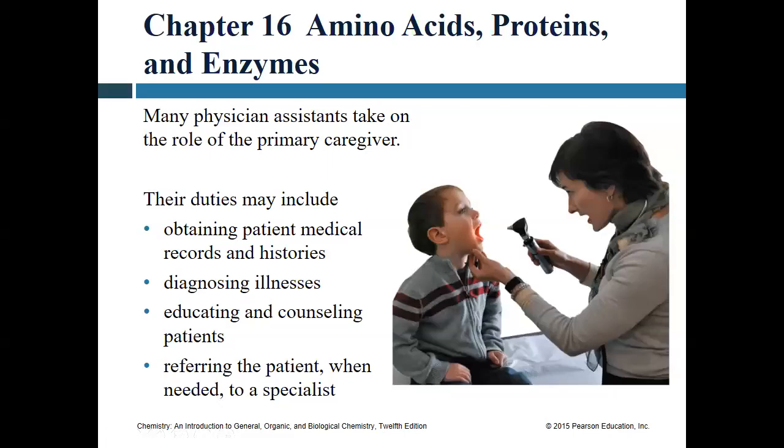All right, so we've got 3 chapters left in this semester. And the first one kind of piggybacks off of some of the things that we've been talking about. We're getting into proteins now. So the last 3 chapters here are all in the biochemistry kind of realm. And so chapter 16 is really all about proteins and enzymes.